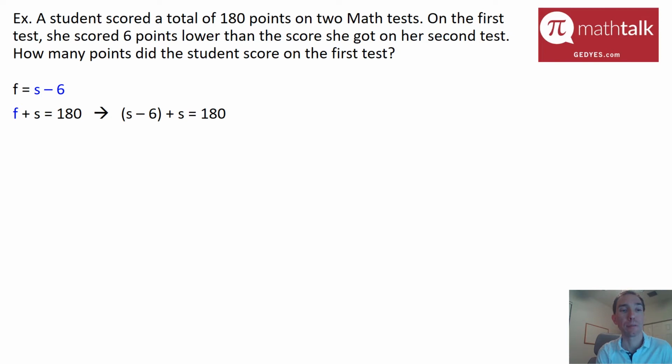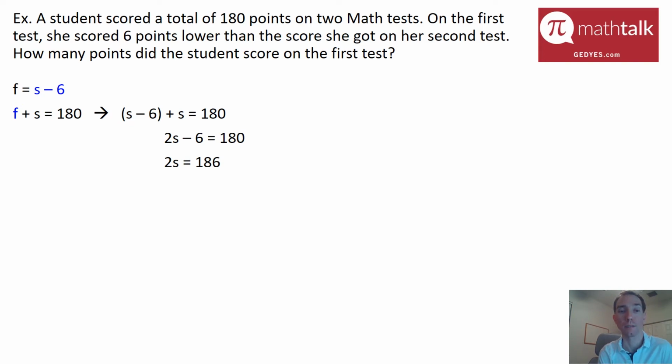Instead of f plus s, I'm going to say s minus 6 plus s equals 180. All right, perfect. Now there's just s. I can simplify and start to solve. So when I simplify, I get 2s minus 6 equals 180. Then I just got to add 6 to both sides so I can get 2s by itself.